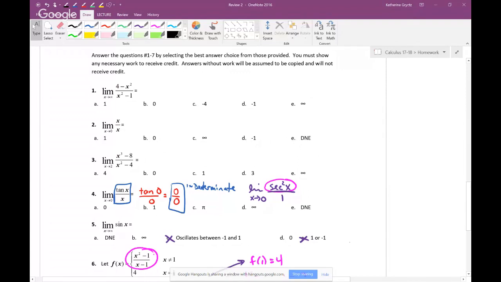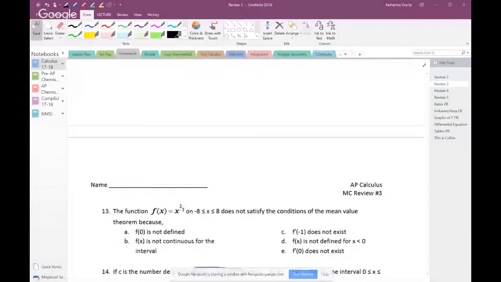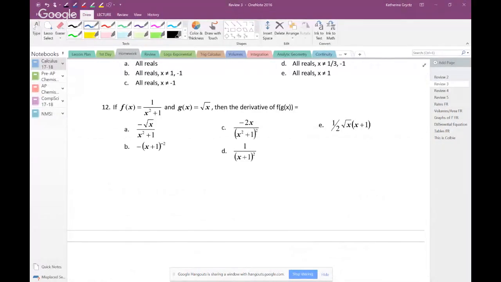On review 3, number 12, I feel like it should be way easier than what I'm doing. Hold on. Kai scratched, and when Kai scratches on the door, I have to go get him. Okay, go ahead. Sorry. Me? Yeah. On number 12 on review 3, I feel like it's way easier than what I'm trying to do. What are you trying to do?